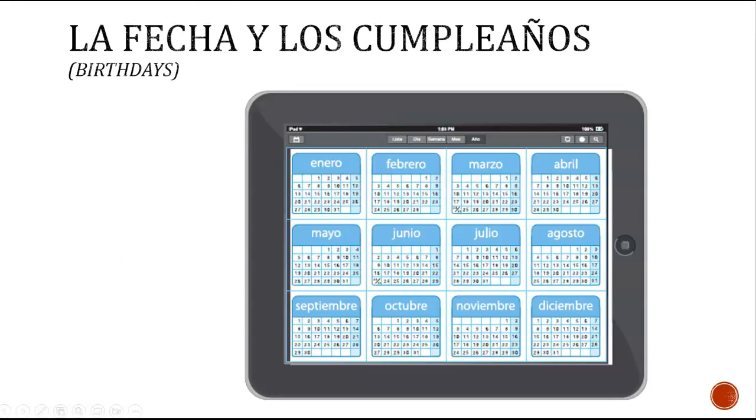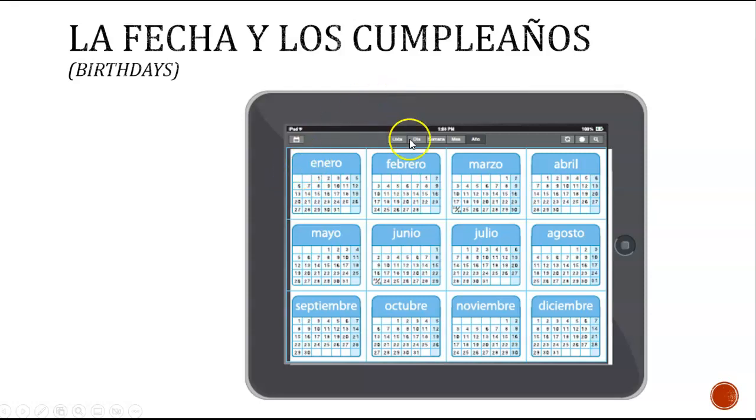So let's look at all the months. Now we're looking at fecha. Fecha y los cumpleaños. So dates and birthdays. Before we do, let's review each month. The good news is that the months are mostly cognates. So you can kind of look at them and know what they mean. But let's work on pronouncing these. So please try to say them after I do.